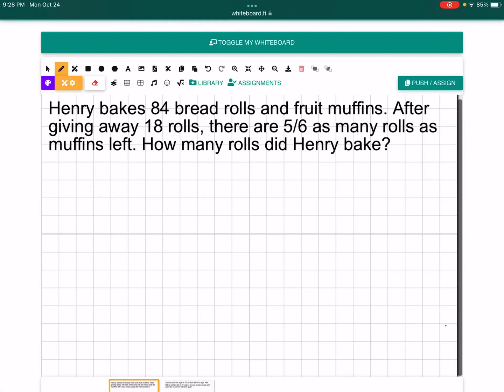I got a couple of fun problems for you today, and we're going to take a close look at how to create a bar model that matches the problem. So, the first one up you see on the screen in front of you, Henry bakes 84 bread rolls and fruit muffins. After giving away 18 rolls, there are 5/6 as many rolls as muffins left. How many rolls did Henry bake?